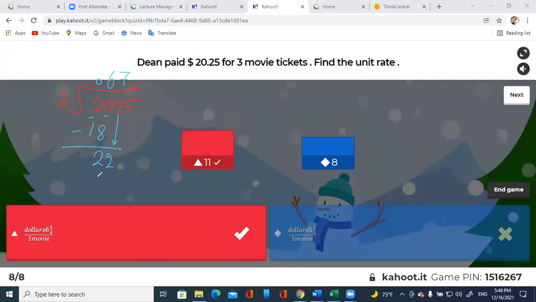7 multiply 3 equals 21. 21, that's right. So it will be 1. Then we're going to bring the 5 down. So 15 minus 15 is 0. So 6.75. That's right, the correct answer. After how many places should I put my decimal point? After 2 places. So the decimal point goes here: 6.75.